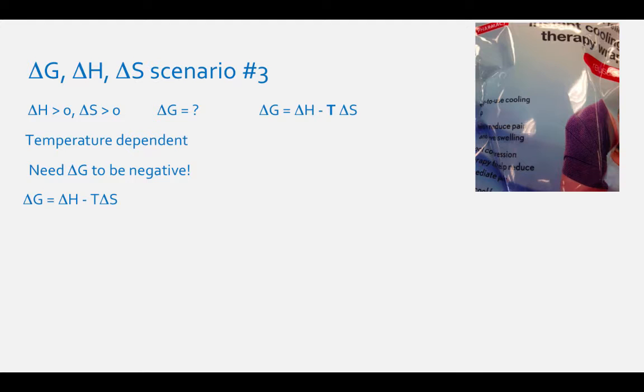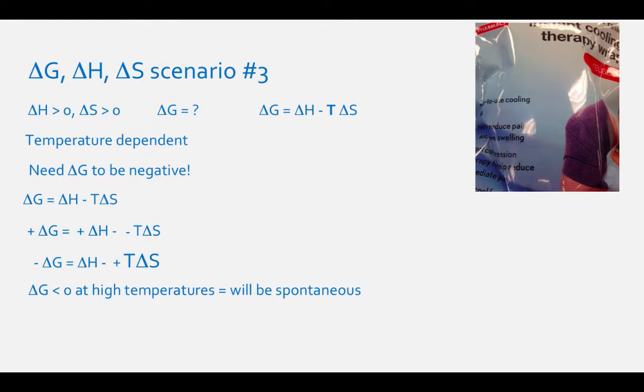If our delta H is positive, then this would cause our delta G to also be positive. To make our delta G negative, we would need a bigger number than our delta H to subtract from our delta H. Since our delta S is positive, this is possible if we have a large temperature, which means this reaction is going to be spontaneous at high temperatures.